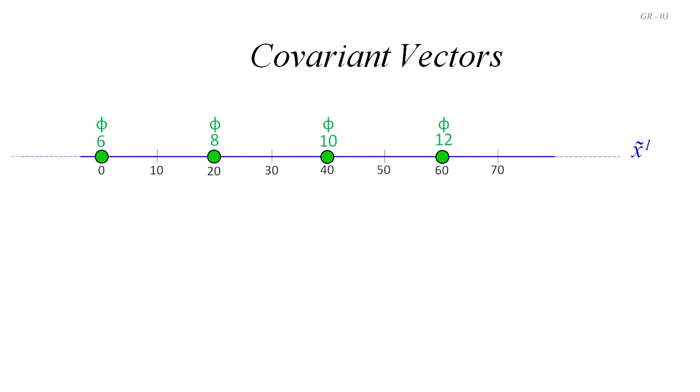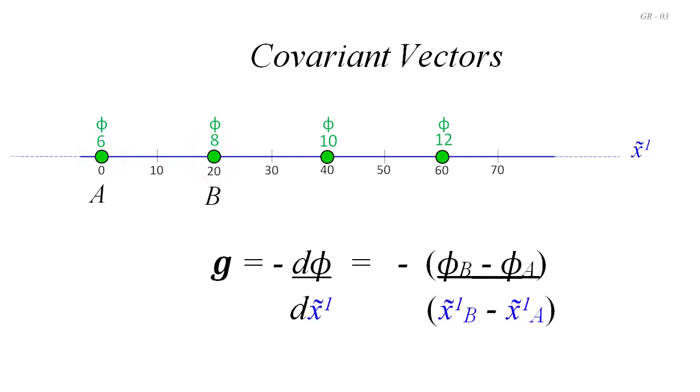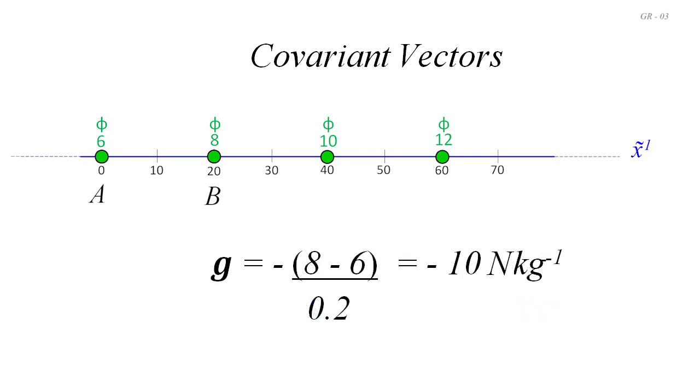Again, because of the equal spacing of the potentials and hence the constant gravitational field, we can look anywhere on this scale to do the calculation. So if we take the points A and B again, we get for the gravitational field value measured using this blue x1 tilde reference frame 8 minus 6 over 0.2, which is minus 10 Newton per kilogram or meters per second squared. This time the measured value of the field has doubled in response to the scale being doubled.